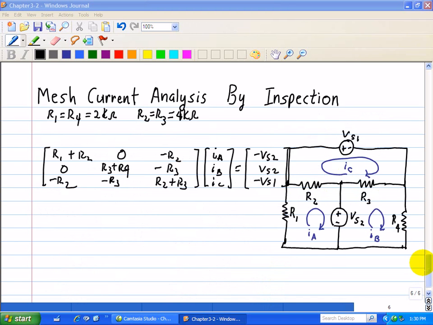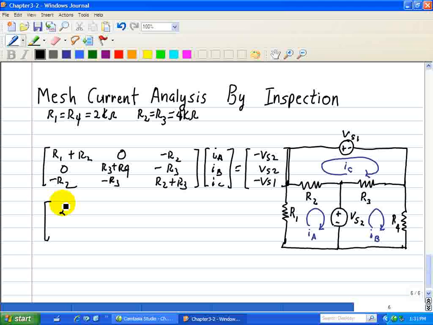Now let's assign some values to this circuit that we just did by inspection. Here we have R1 and R4 equal to 2K, R2 equal to R3, which is equal to 4K. So we'll just substitute here. So R1 plus R2 is equal to 2K plus 4K, and then we have 0 here. Minus R2 is just minus 4K. We have a 0 here.